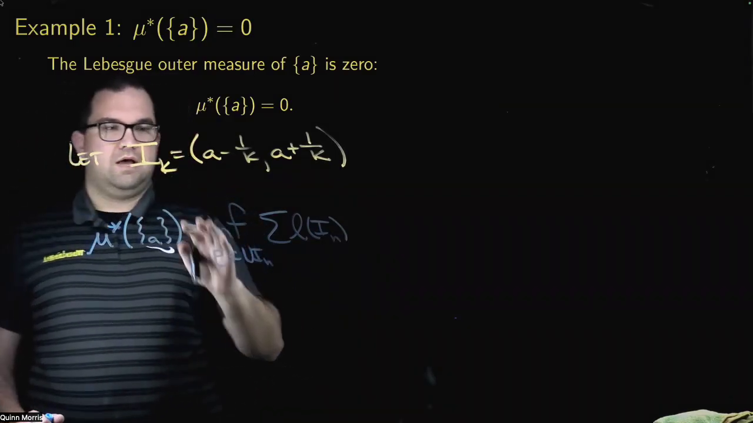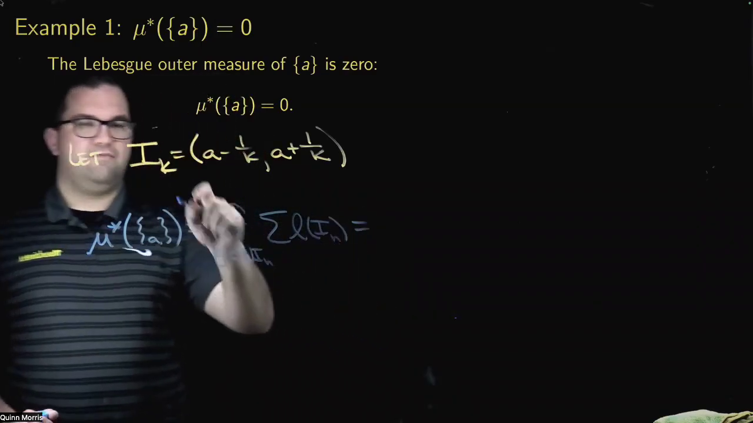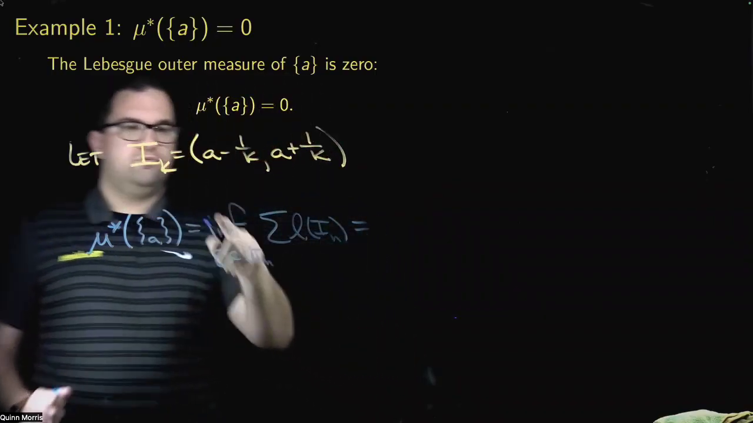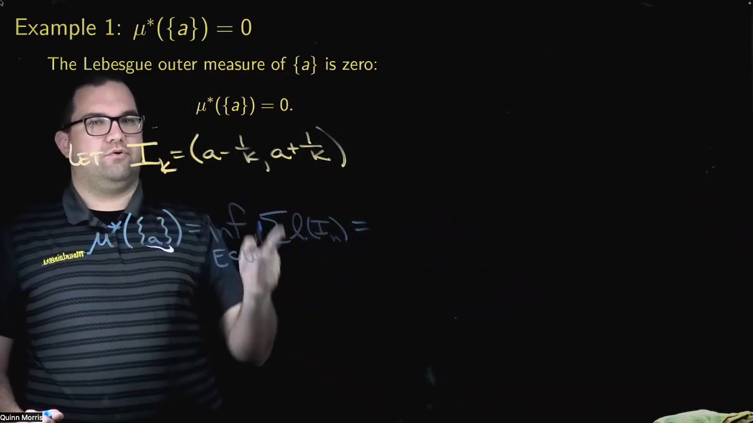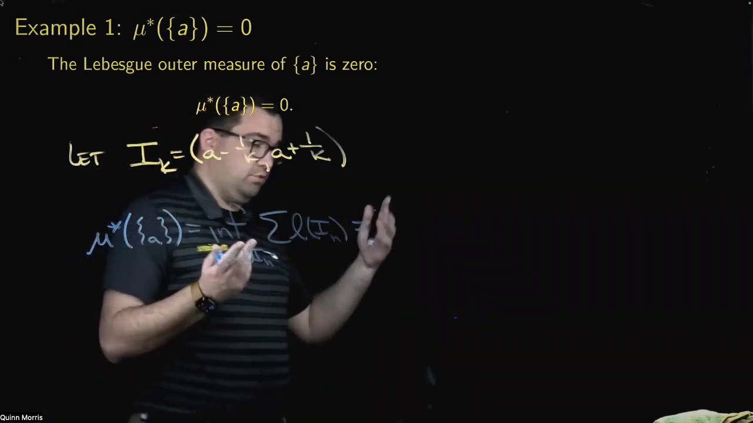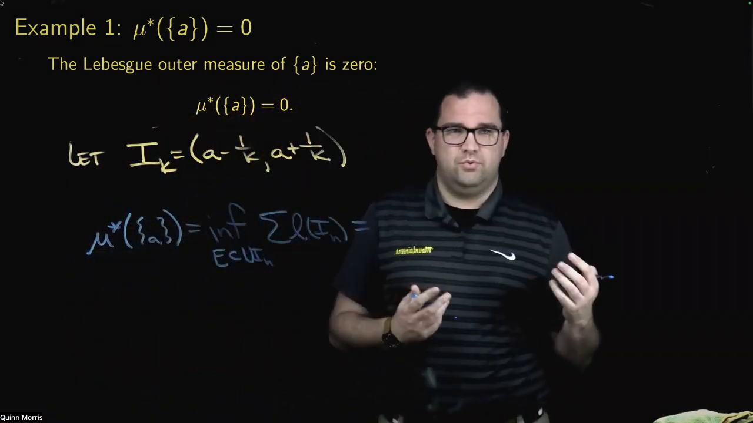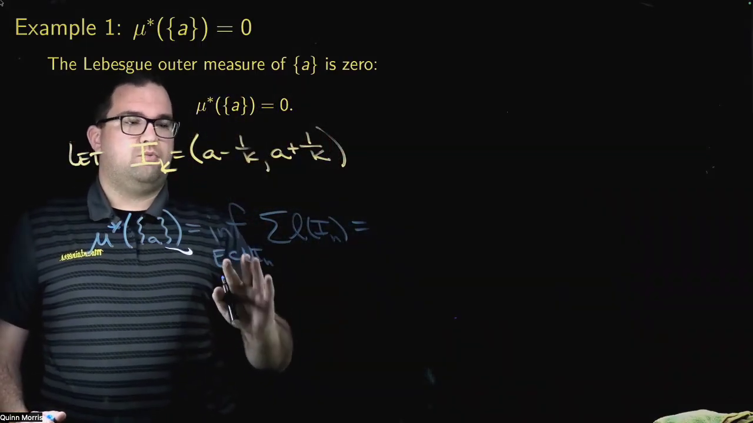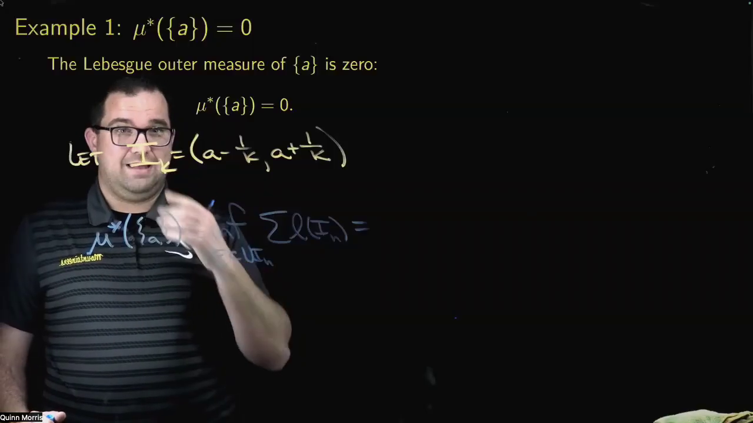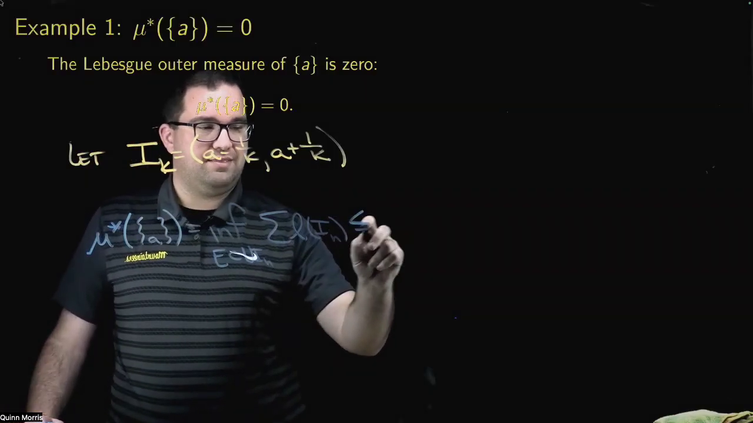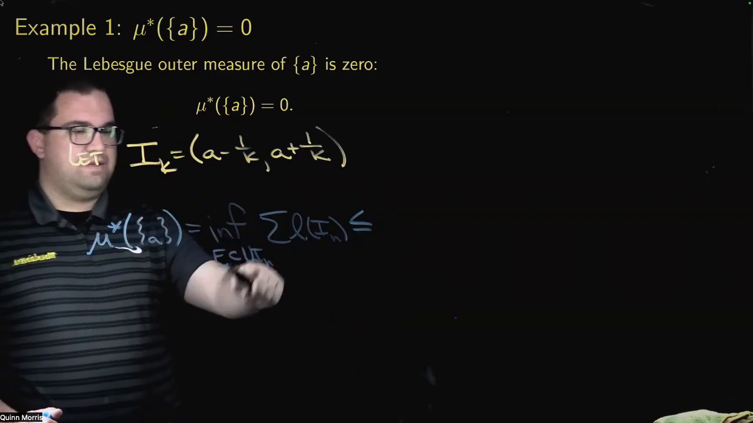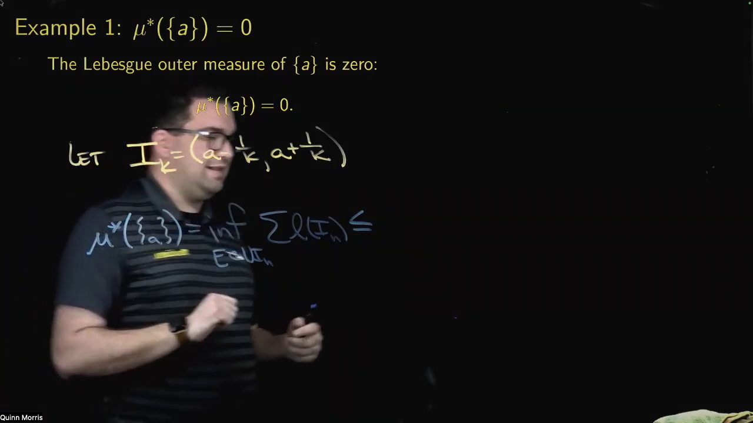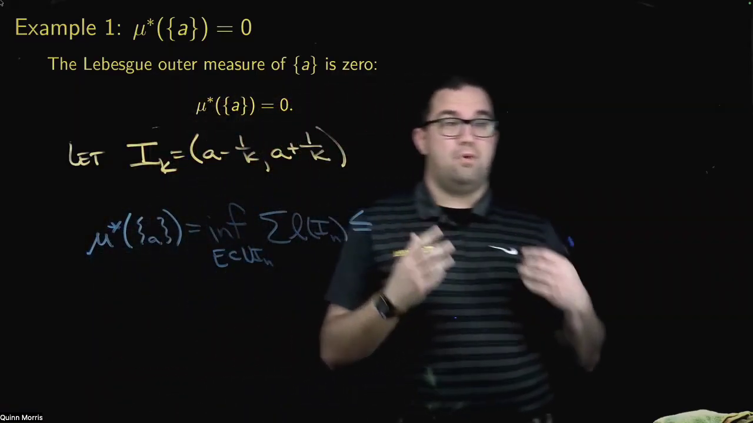Now, in this case, my open cover is just a single interval. I don't need multiple intervals to cover this. But I'm also not looking at every open cover. I could take an open cover which has multiple intervals, but I don't need to. But the definition says I should look over all open covers. So what I'm actually going to do is look at an infimum over some particular class of open covers. So I'm taking an infimum over a smaller set.